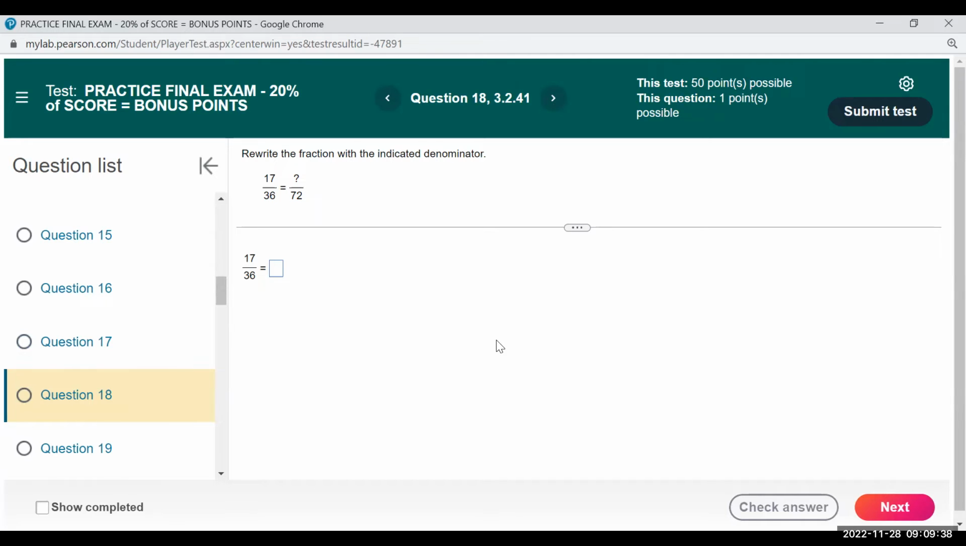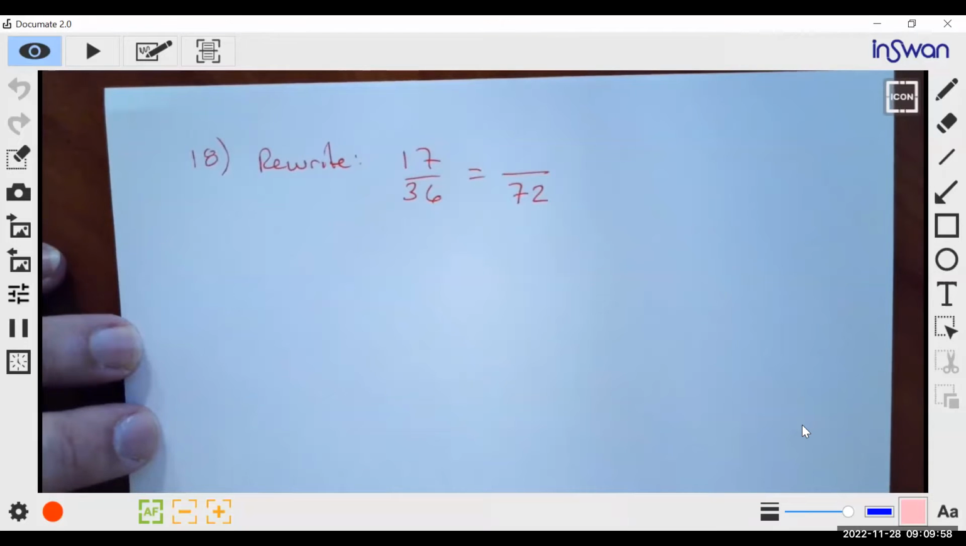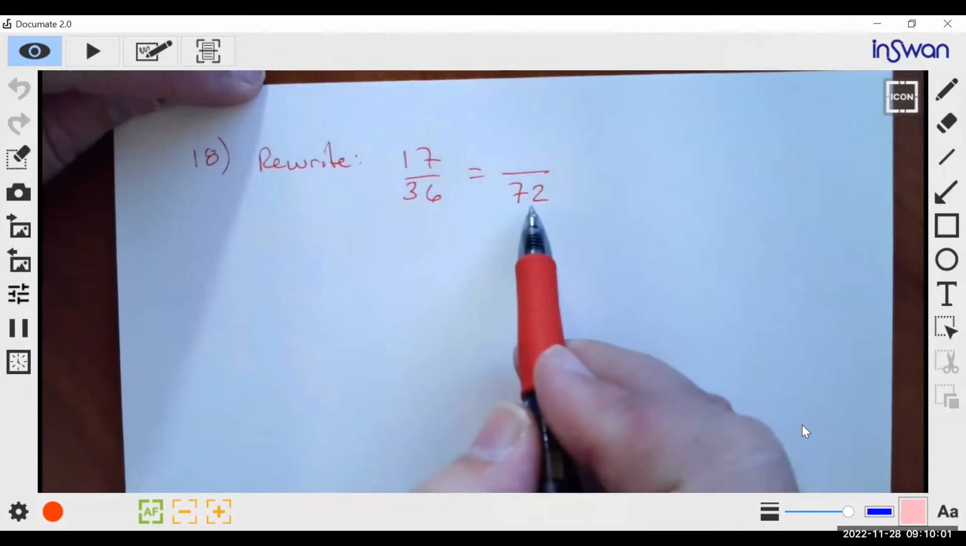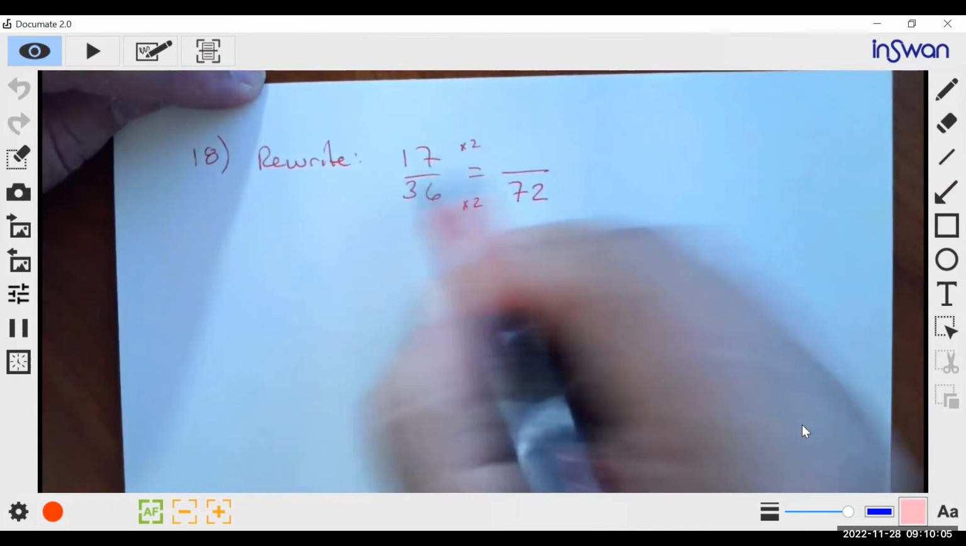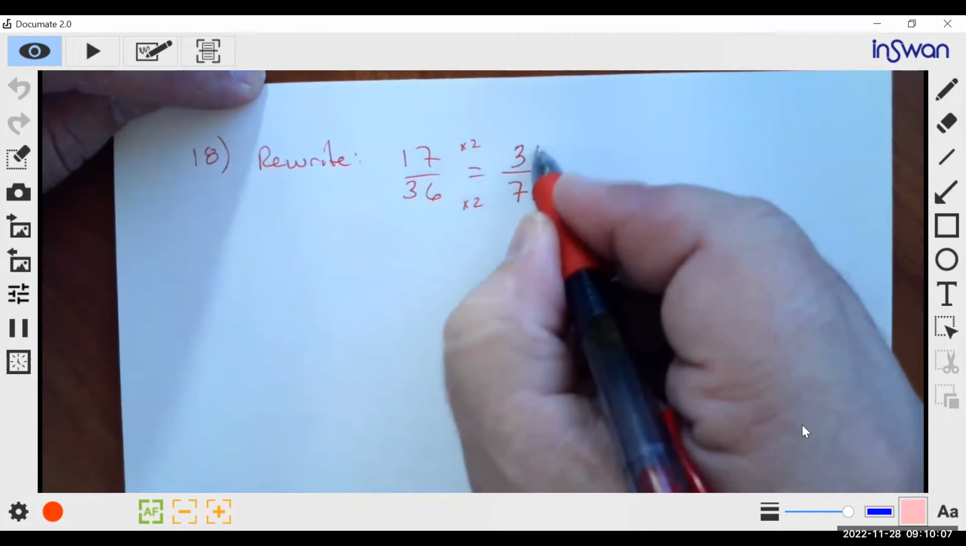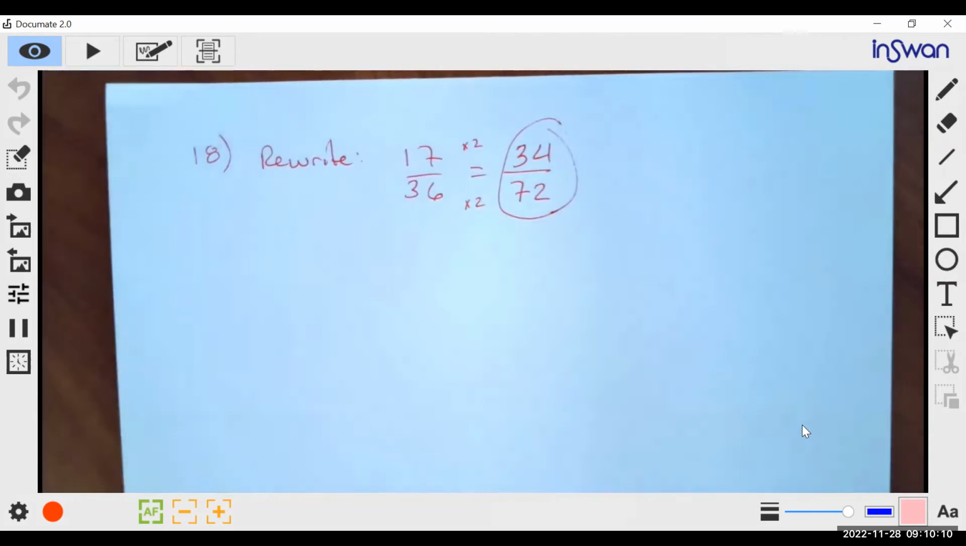Rewrite the fraction. Rewrite 17 over 36 equals what over 72? So how do we go from 36 to 72? So do the same on top. 17 times 2 is, there's your answer.